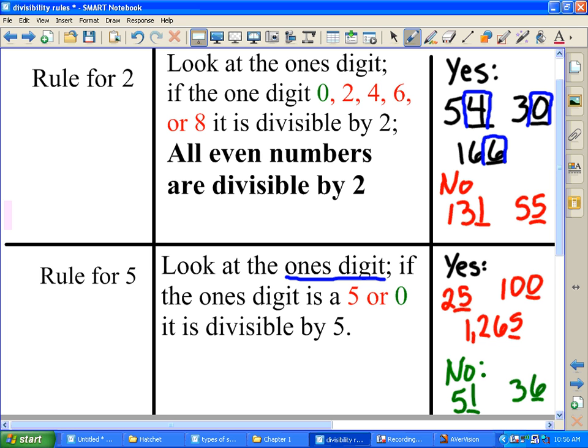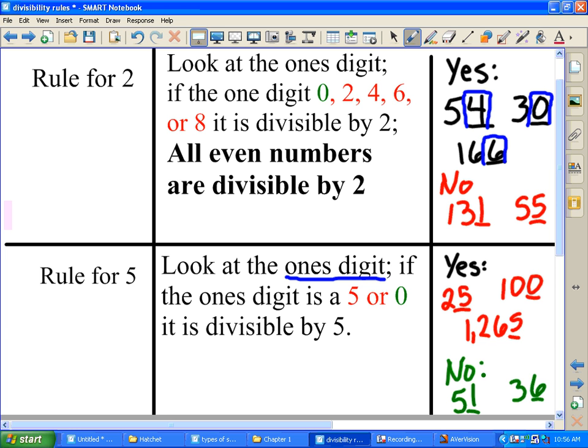It doesn't matter what any of the other numbers are. So you're going to look at the ones digit. If the ones digit is a 5 or a 0, the number is divisible by 5. If the number ends with 0 or the number ends with 5, it's divisible by 5.